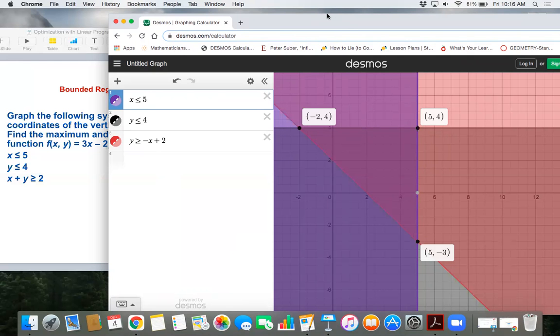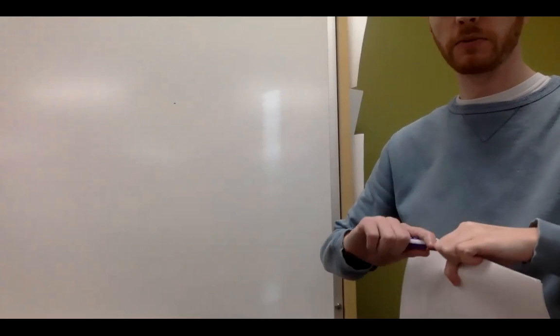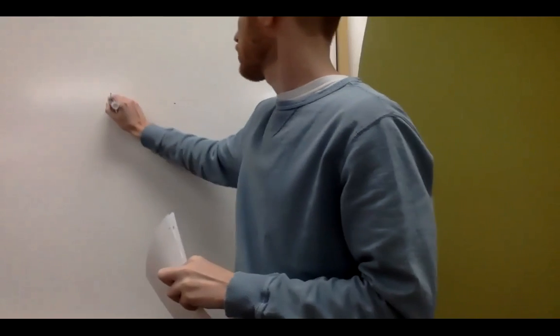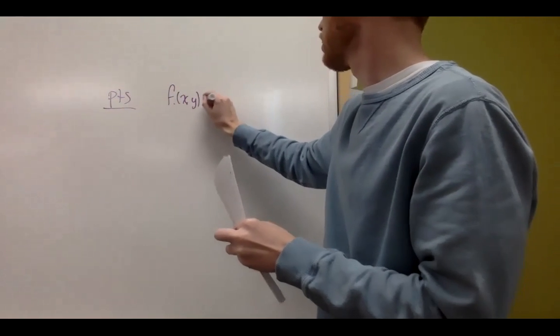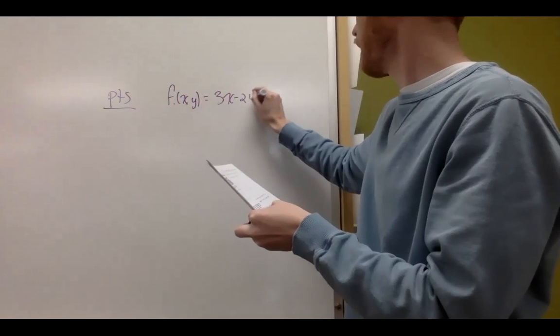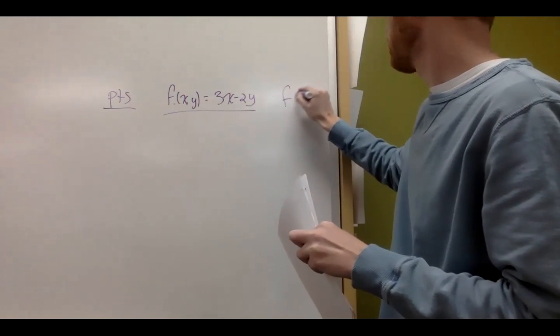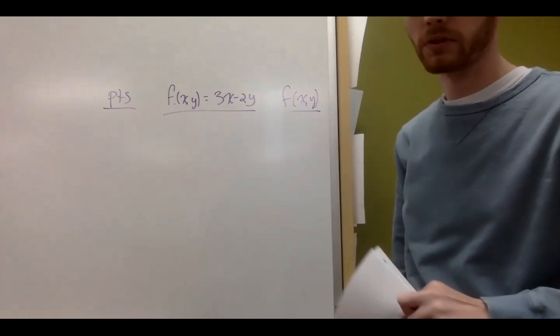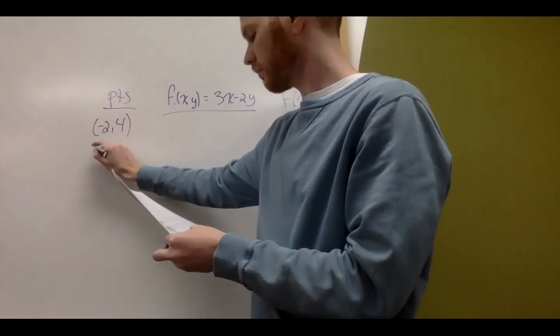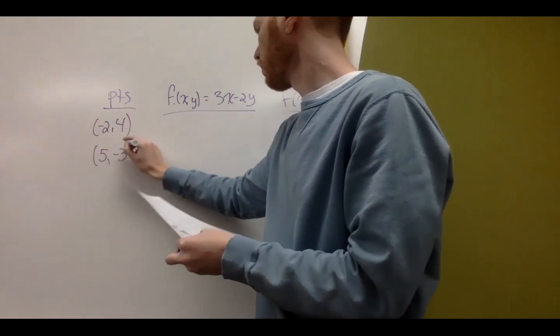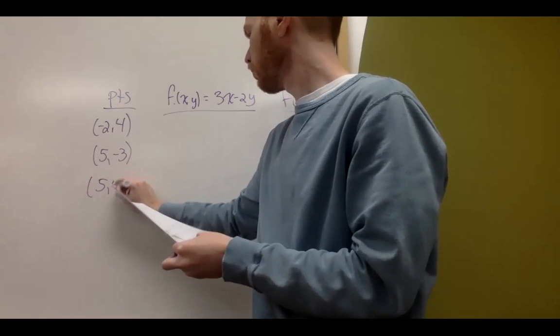So I'm going to stop sharing the screen real quick so you can see me. Hey, how's it going? So what we're going to do right now is write a table down and see which one of those vertices gives me the largest and smallest value of the function. So here are going to be the points. I'm going to list them there. Now the function was 3x minus 2y. And then we're going to get our value here. What was our answer? Okay. So our points were negative 2, 4, 5, negative 3, and 5, 4.